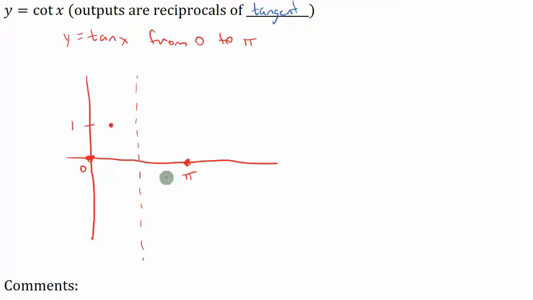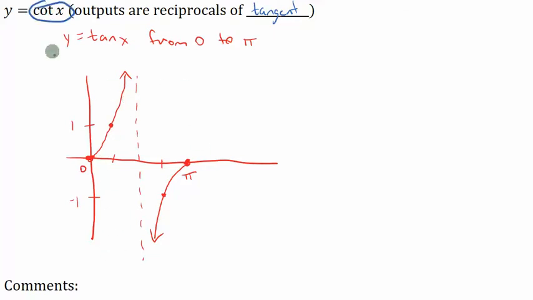Halfway between the asymptote and pi, it hits the value of negative 1. This is our tangent function we just graphed, right? Halfway between. And then it approaches the asymptote as it moves this way, and it approaches the asymptote downward as we move this way. So that's one complete cycle. Now let's look at the reciprocals of this to graph the cotangent function.